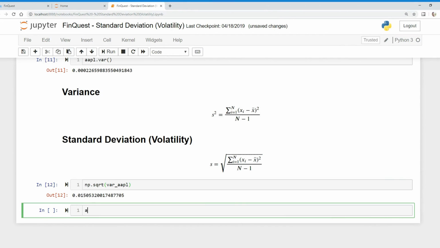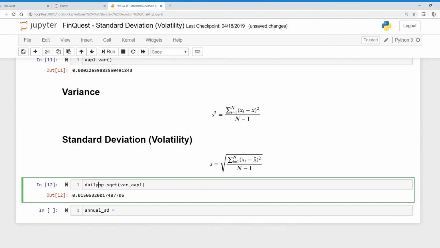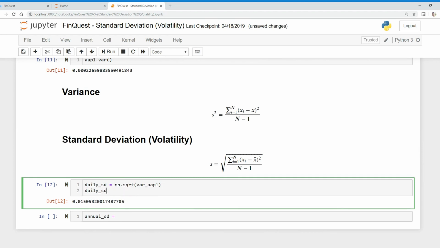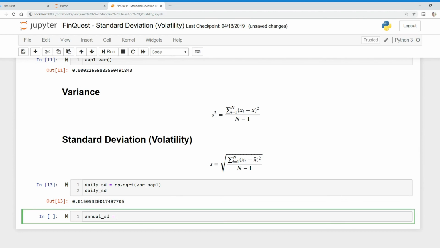So to do that, we're going to call this annual SD. And I'll say this is daily SD, equal like so. And I'll put this for everybody. And then annual SD is just equal to the daily standard deviation multiplied by the square root of 250. So let's say np.sqrt of 250.